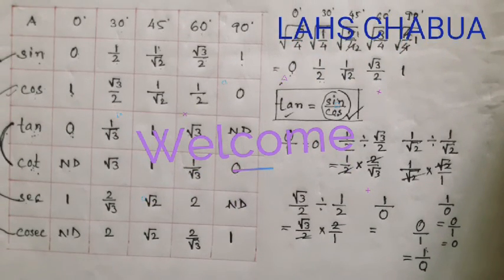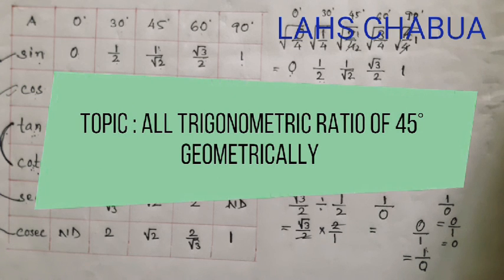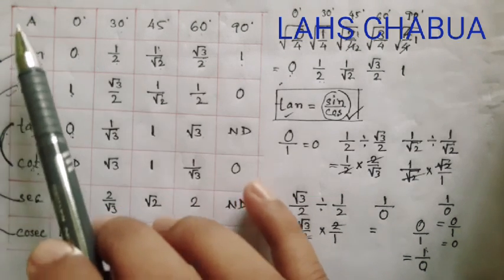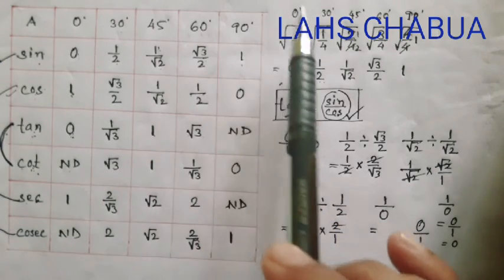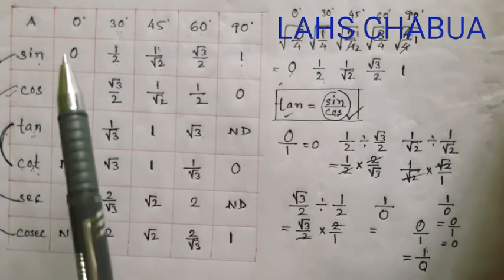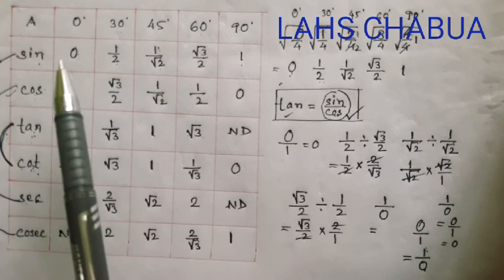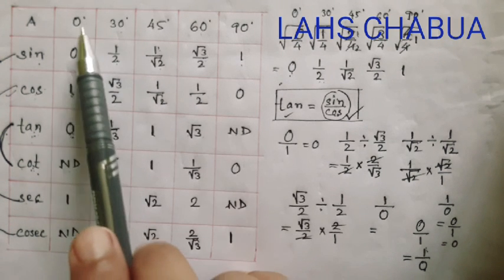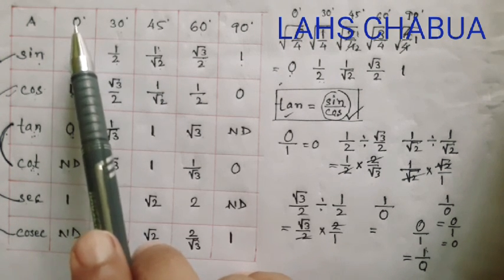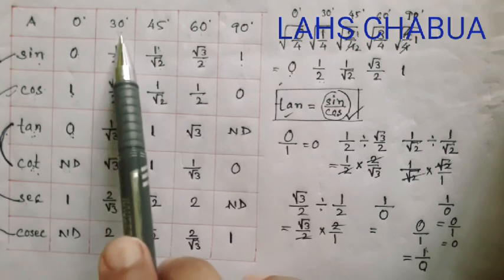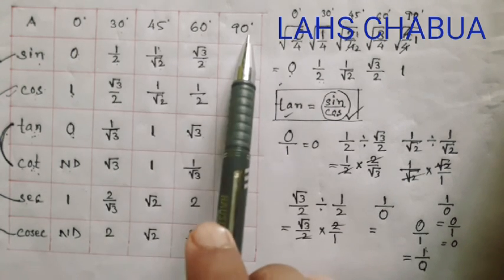Welcome back, student. In my last video I taught you to make this value based table for the trigonometric ratios of some specific angles. That is, in the last video I taught you to find the values of trigonometric ratios for 0 degree, 30 degree, 45, 60 and 90.